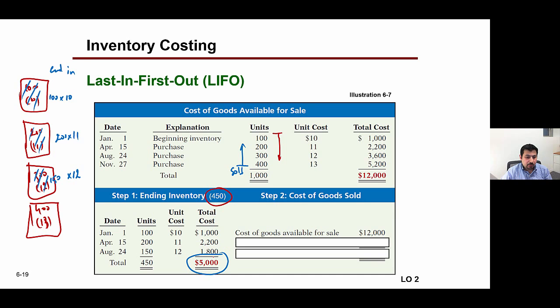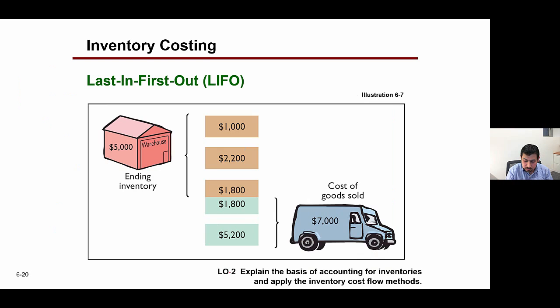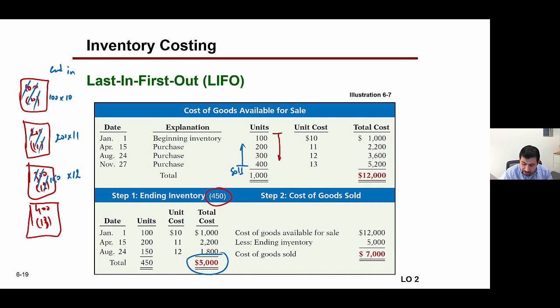It was 5,800 under FIFO. Now it is 5,000 under LIFO. To calculate the cost of goods sold, once again, we subtract the ending inventory from the cost of goods available for sale. That would give us the cost of goods sold.